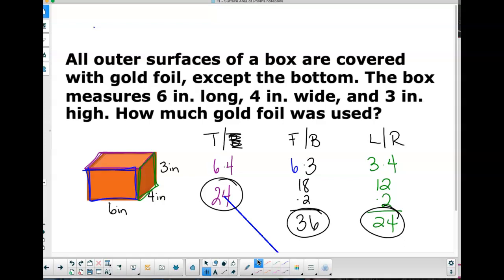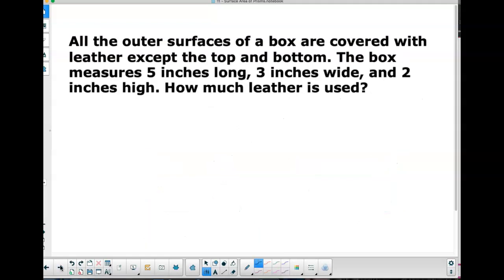Okay, so 24, 36, and 24, you get what? Go ahead, Caleb. 84. Okay, 84. Everybody agree? 84 inches squared. Thank you, Matthew, for catching my mistake. Okay, if we're not covering the bottom, that's what we would have.